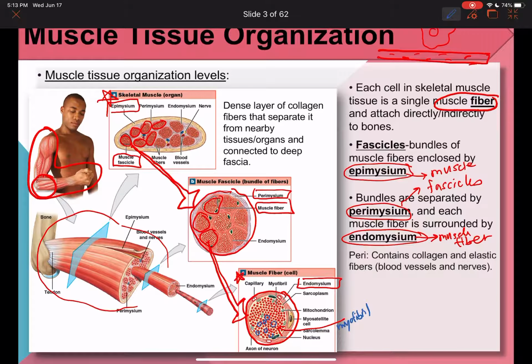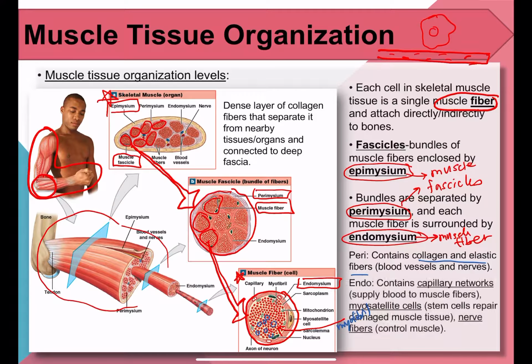So perimysium, which is what surrounds your fascicle, contains collagen and elastic fibers, and also has some blood vessels going through. And then endomysium contains a capillary network. Muscle fibers need a lot of blood supply because they constantly need oxygen to power all our movement and usage of ATP, and also for making ATP as well.